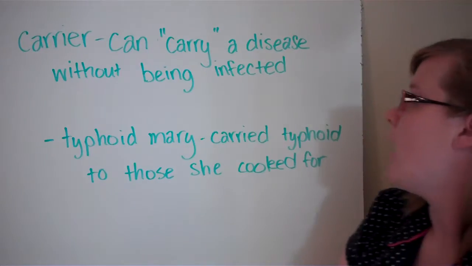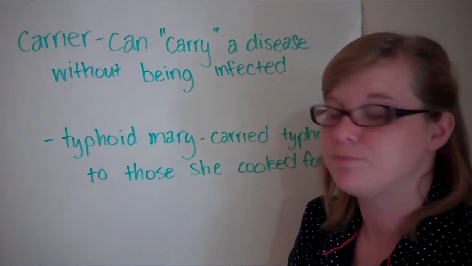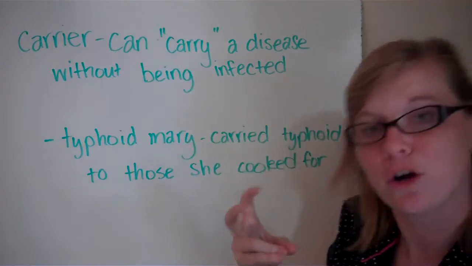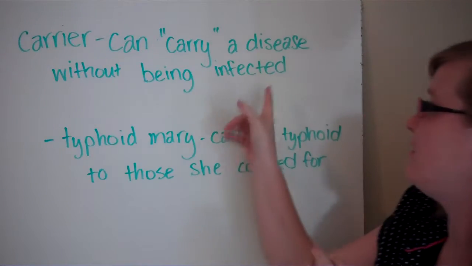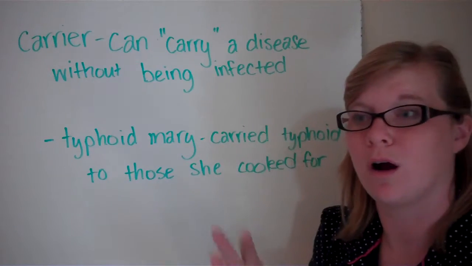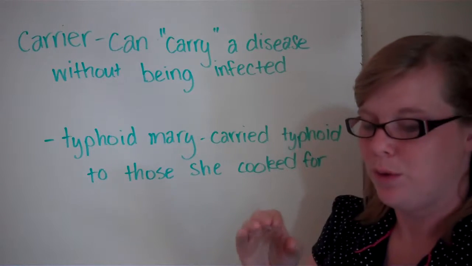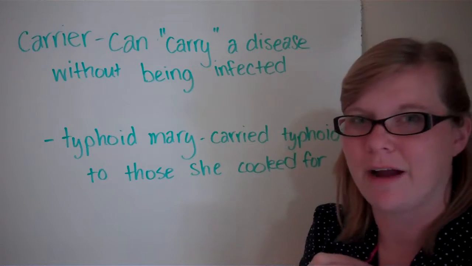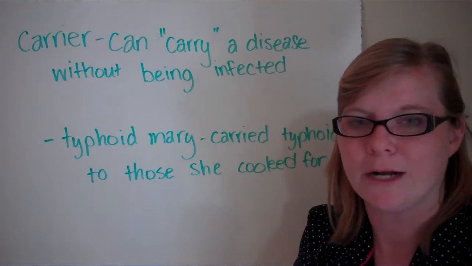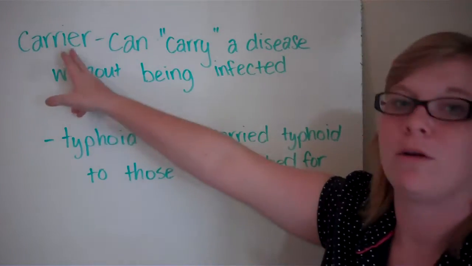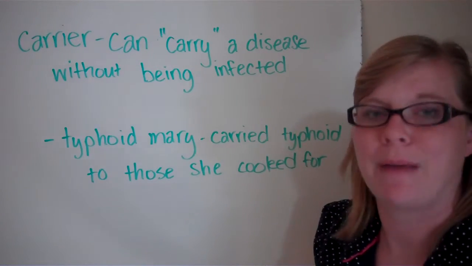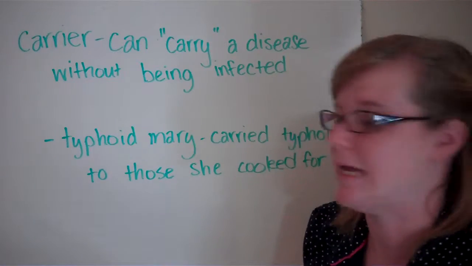Alright. And we also have carriers. So these can carry a disease without being infected themselves. So these are mostly people who are immune to illnesses or who haven't had, especially a virus, if it hasn't started reproducing in their cells yet, but they're carrying it around with them, which means they can pass it on to other people the same as if they had it.